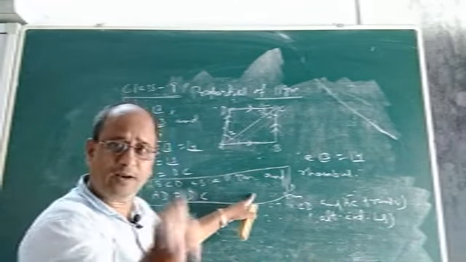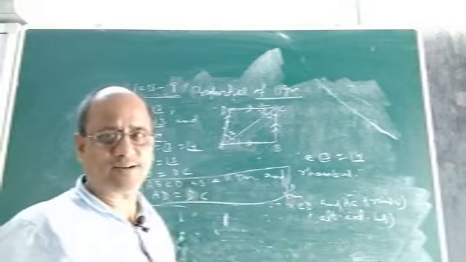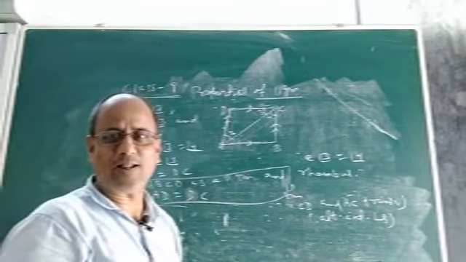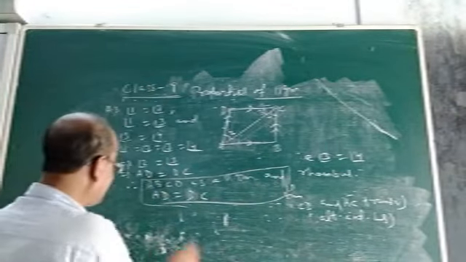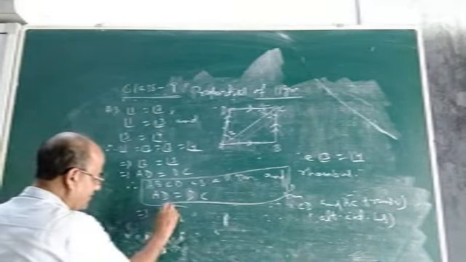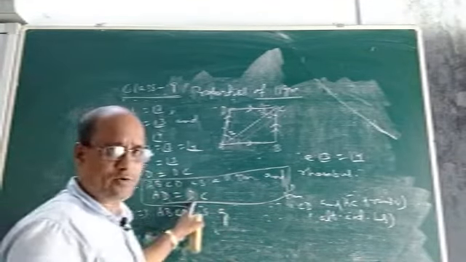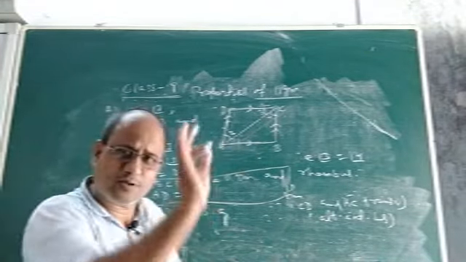If in a parallelogram one pair of adjacent sides is equal, then it is a rhombus. That is the sufficient condition for a parallelogram to become a rhombus. So this implies ABCD is a rhombus. Automatically, if AD is equal to DC, then all the four sides will be equal.